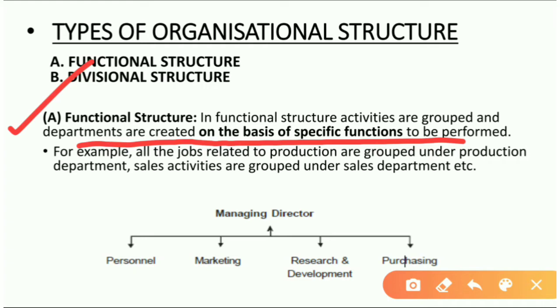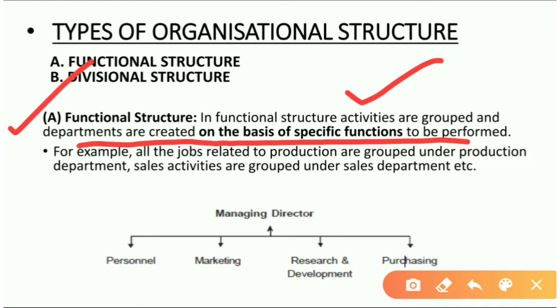Many organizations follow functional structure and some follow divisional structure. Functional structure means the departments are created on the basis of specific functions. Now in an organization there are different functions, meaning different work that people do. Production work, selling work, marketing work. So all these are functions.